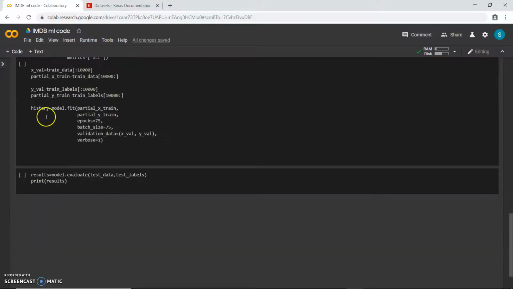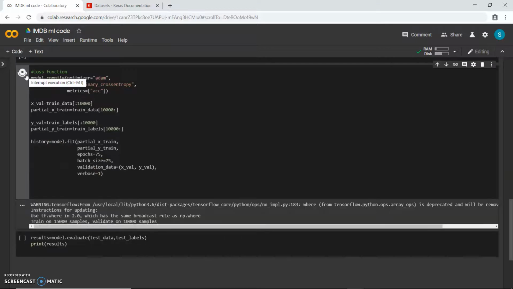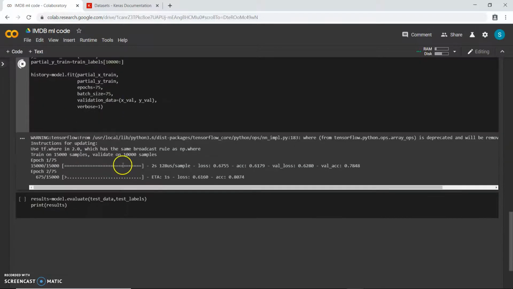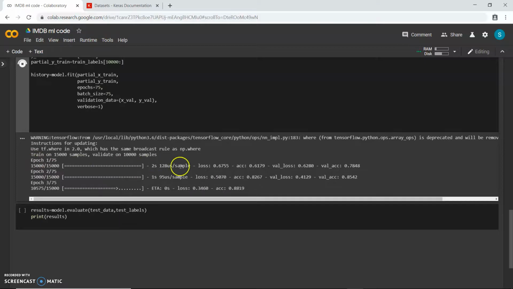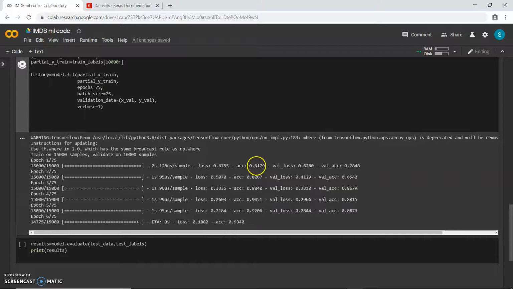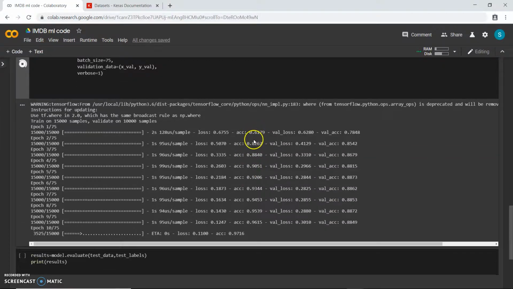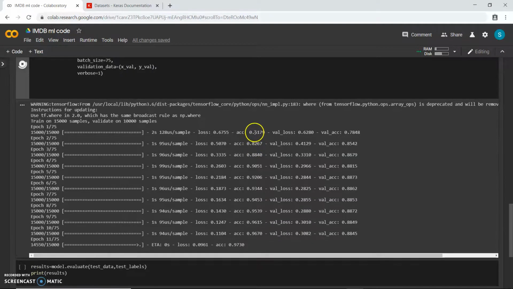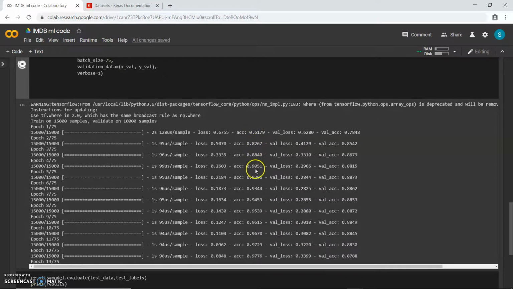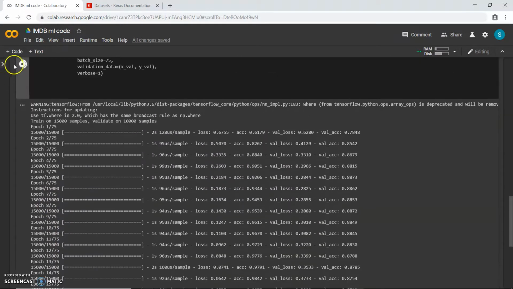So over here, this history equals model.fit. This is the part where we're training it, and we're training it with a batch size of 75. So if I run this, it's going to show us each of the samples. The first one was a loss of 67, accuracy of 0.61. You can see that the accuracy increases each time it runs. So it goes from 61% to 82 to 88 to 90. It's going to keep on doing that till it reaches 75, so that's going to take a while.